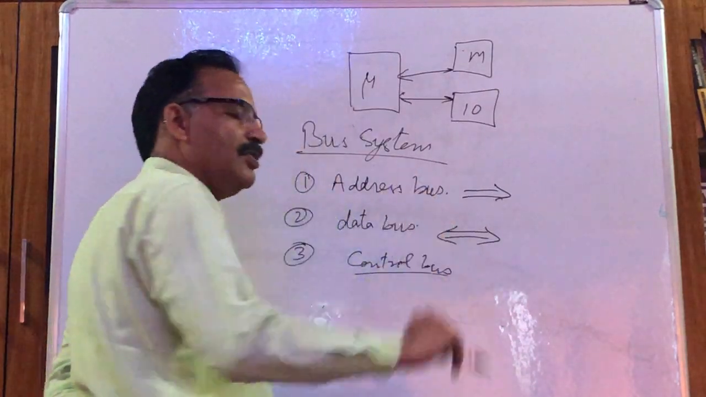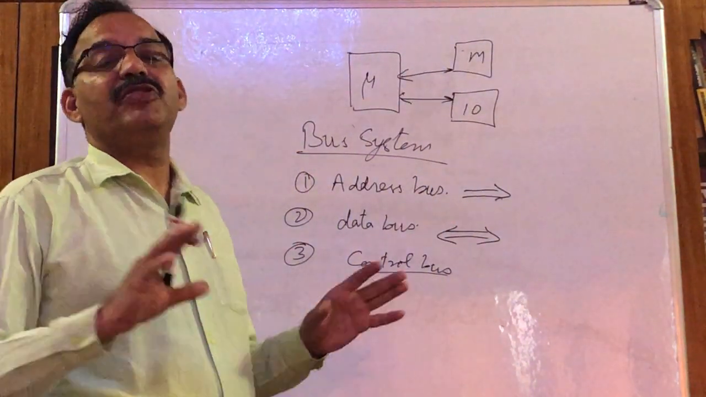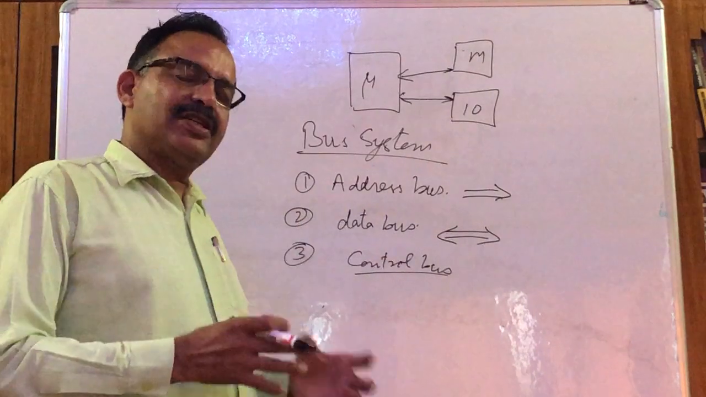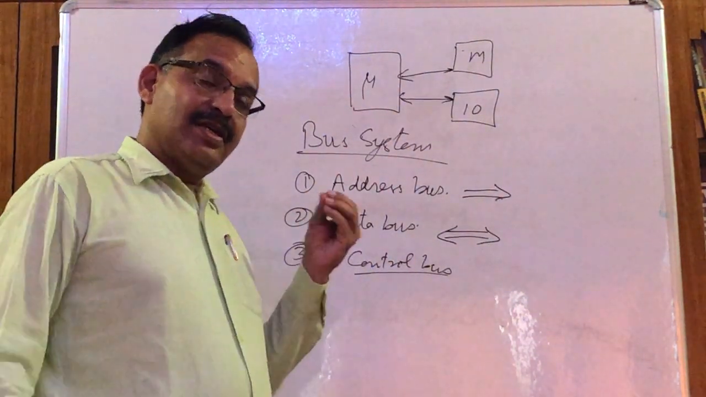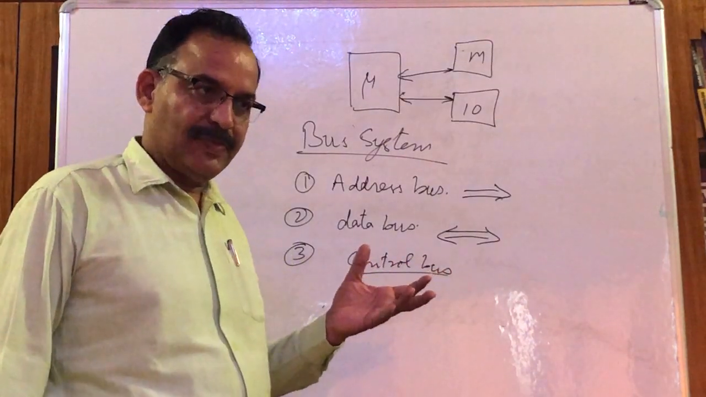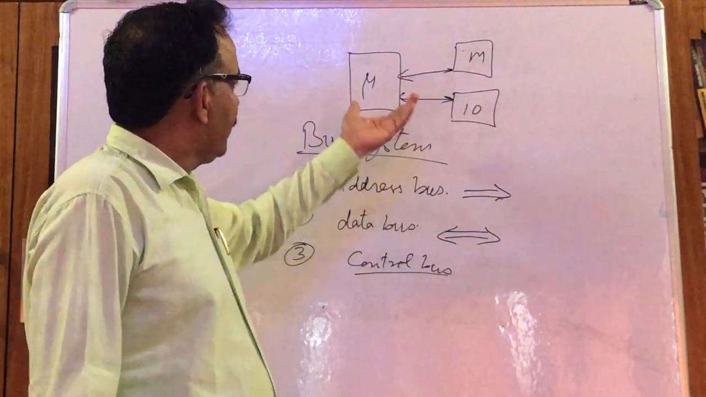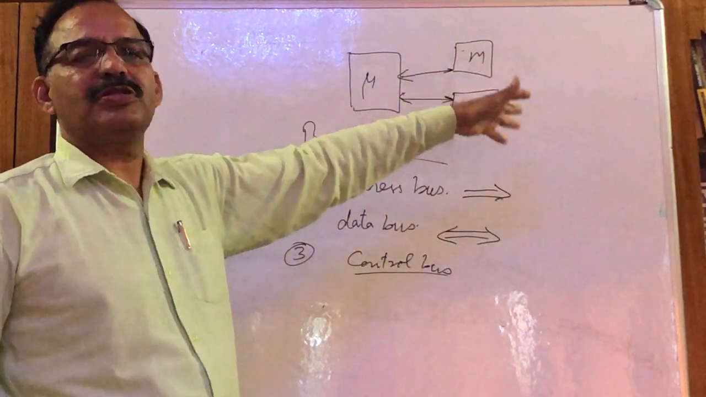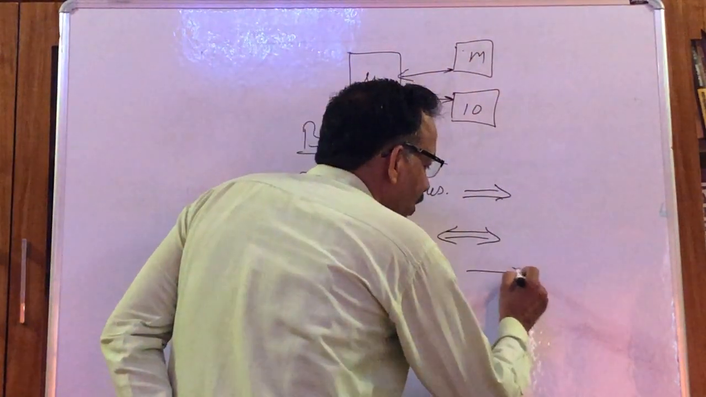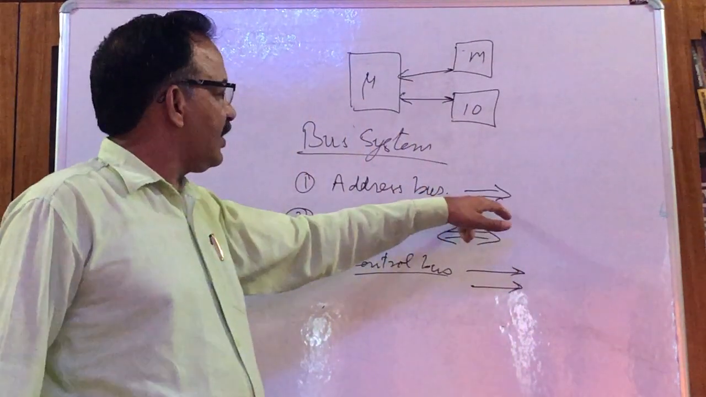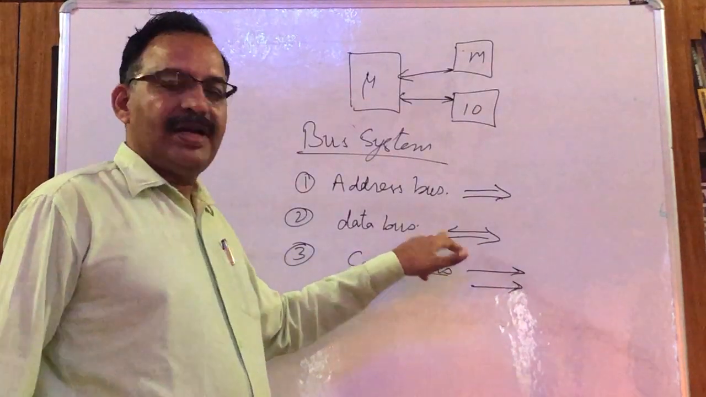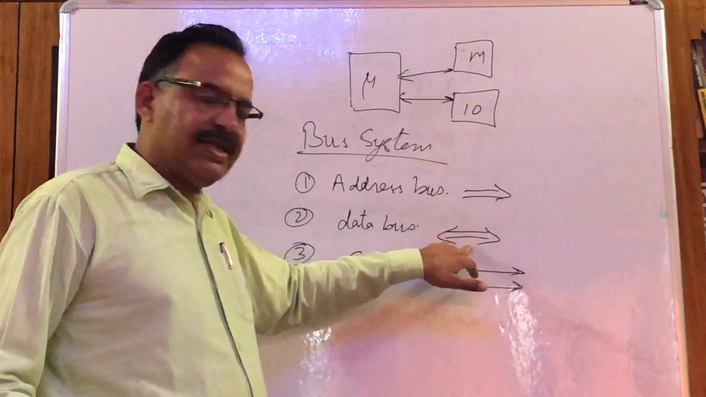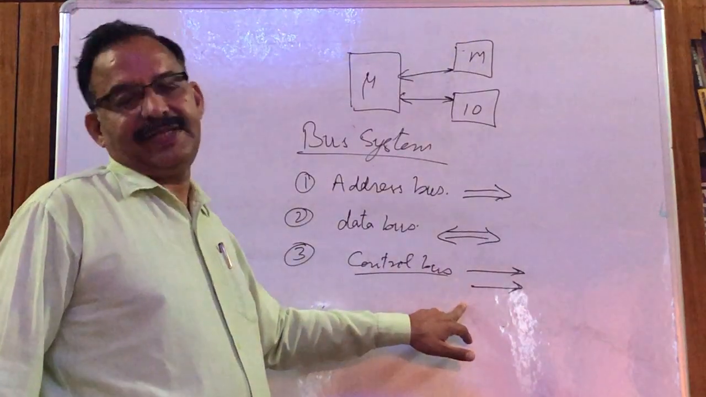Third, control lines or the control bus. Control bus lines are individual lines. They are not a group of lines, they are individual lines, and this carries the control information, the control signals, that is the read operation signal or the write operation signal. These read and write operation signals, as you know, are generated by the microprocessor. Hence, these are again unidirectional, generated by the microprocessor and going to the peripheral. Here I am representing a double line with an arrow, a double line with a double arrow, and these are individual lines. So here they are unidirectional, act together, bidirectional, act together, and independent lines.